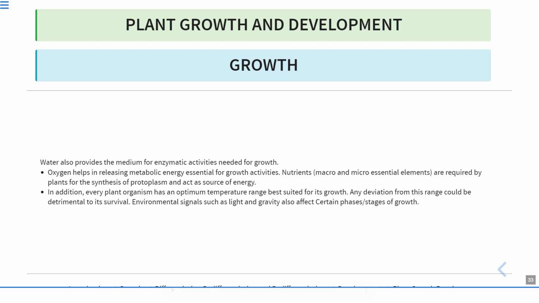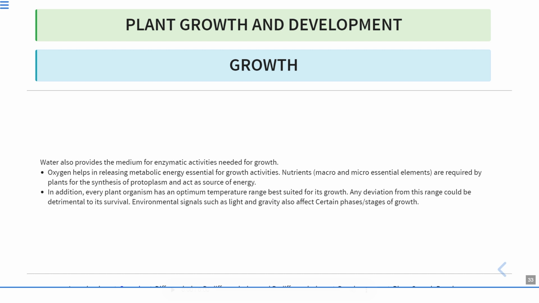Nutrients, there are so many nutrients that are required for the plants. Macronutrients and micronutrients. Macronutrients are the nutrients that are required by the plants in a large amount. And there are certain nutrients that are required in a very small quantity. The quantity is very, very less. But it doesn't mean that they are not so important. The requirement is in a very small quantity, but their essentiality is at the same level.